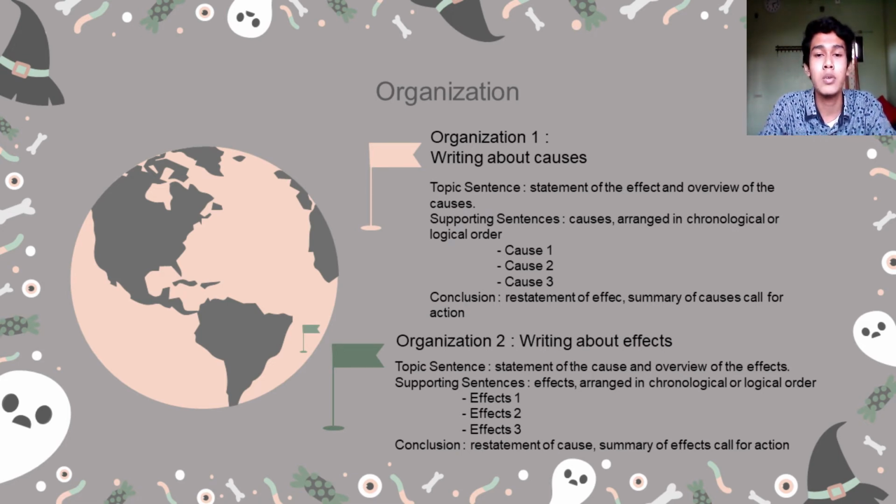And the organization two, if you're writing about effect, the topic sentence should contain a statement of the cause and an overview of the effects. And the supporting sentences should contain effects arranged in chronological or logical order, effect 1, effect 2, or 3. And the conclusion should contain a statement of cause, summary of effect, call for action.